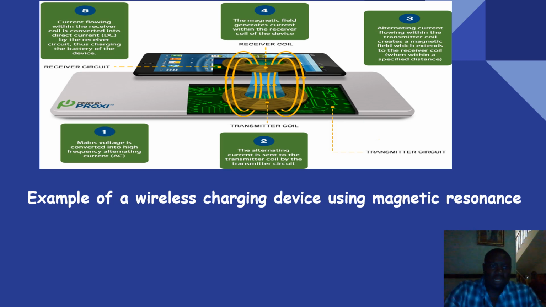So this is an example of how a wireless charging device using magnetic resonance works. This is for phones. You can have it for vehicles. I think new vehicles these days use wireless charging devices using magnetic resonance. This is just an example of how it works on a mobile device.